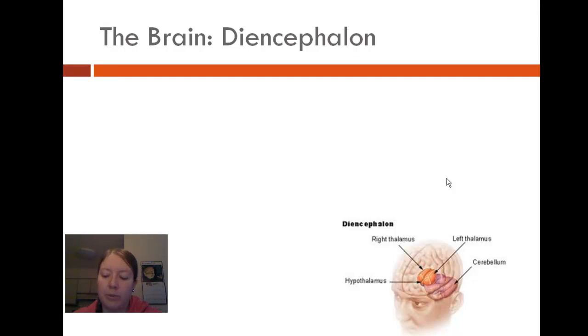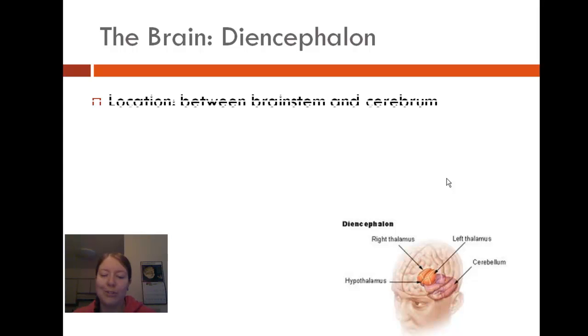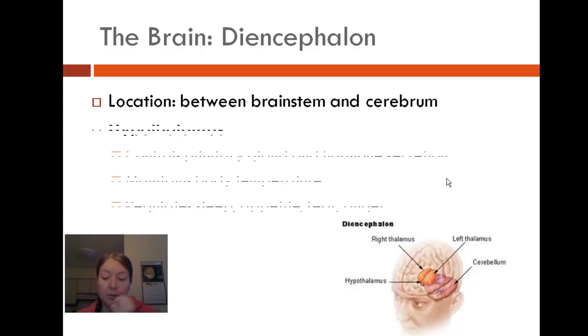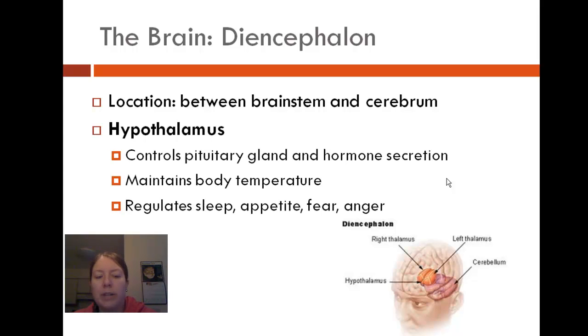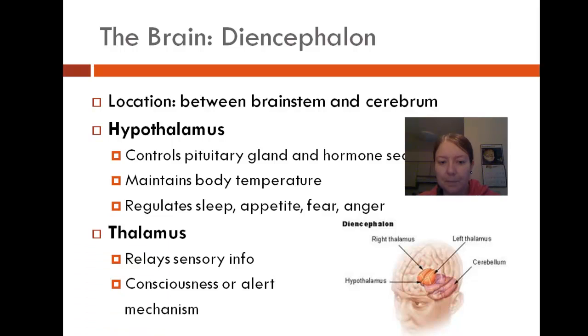Moving up from those two portions of the brain is the diencephalon, which literally means interbrain, between two portions of the brain. And so it really is a great connector from the lower part of the brainstem up to the larger parts, such as the cerebrum. And there's two components. The hypothalamus is smaller. It controls basically our endocrine system because it controls our pituitary gland, helps to maintain our body temperature, and it regulates some pretty basic emotions and our sleep-wake cycles.